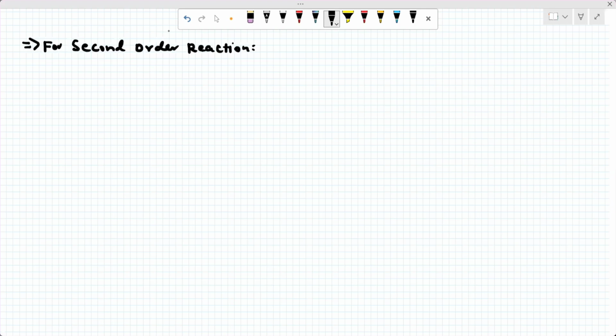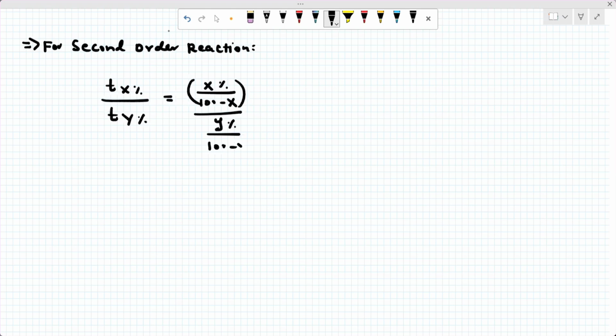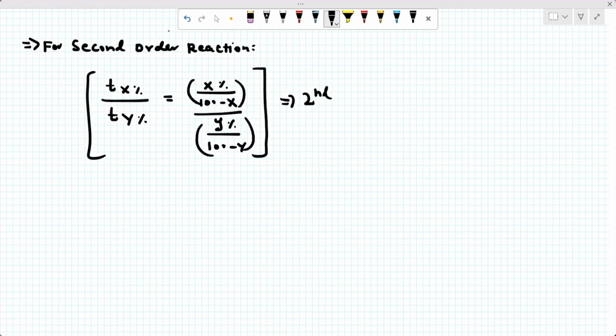Please note, very important formula. That is T x percentage by T y percentage is equal to x percentage by 100 minus x, divided by y percentage by 100 minus y. This formula is for which order? This formula is for second order reaction.